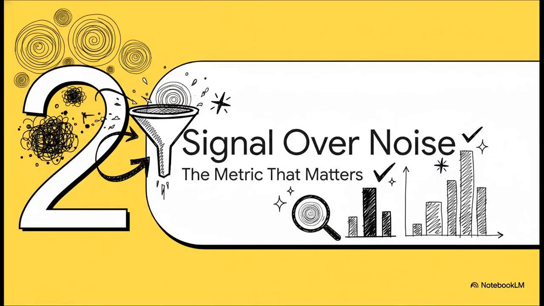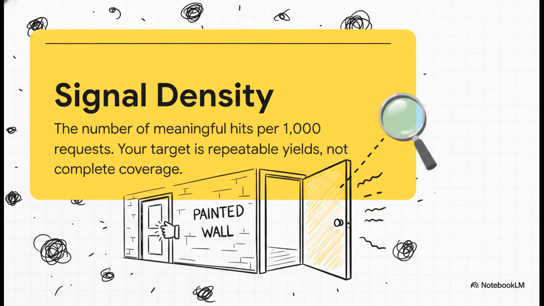So let's talk about that better metric. It's all about focusing on one thing: signal over noise. And here it is: signal density. This is the number you need to be obsessed with. The whole goal is to get more valuable, more actionable info from smaller, smarter scans. Ask yourself, are you finding real doorways, or are you just knocking on painted walls?